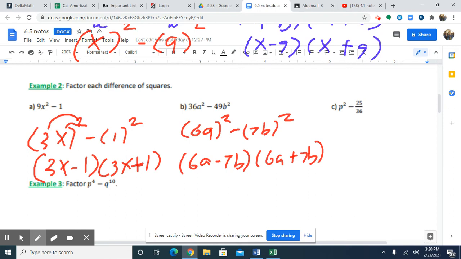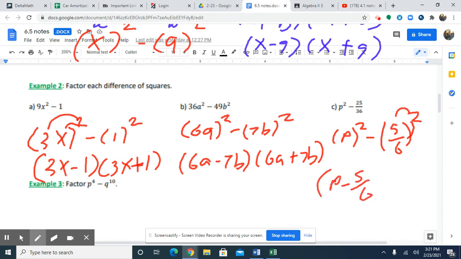And then we have, in the end over here, p to the power of 2. And we have a fraction, but if you notice, they're both perfect squares. So we can just write this as 5 over 6 to the power of 2, because when we have a fraction, the exponent goes into both parts of the fraction. So this is p minus 5 over 6, p plus 5 over 6.